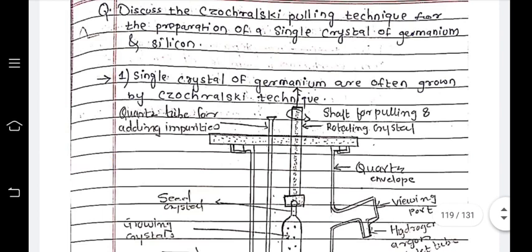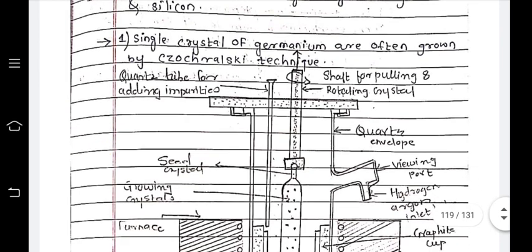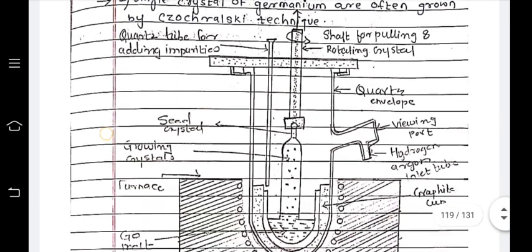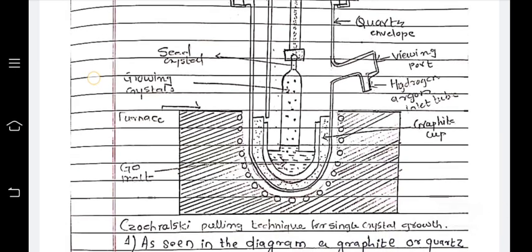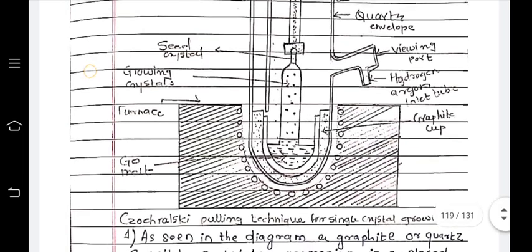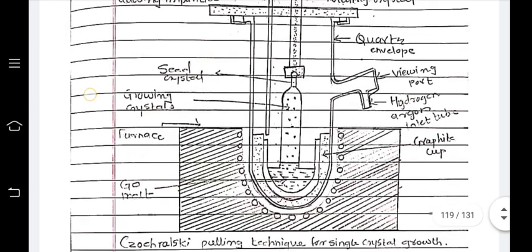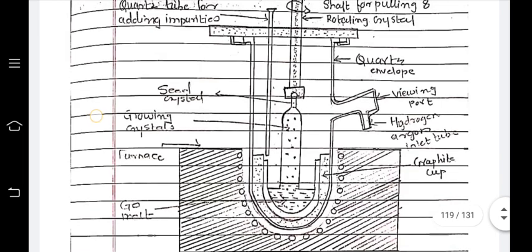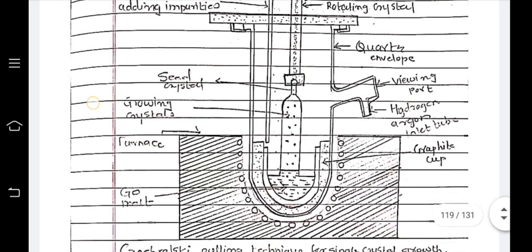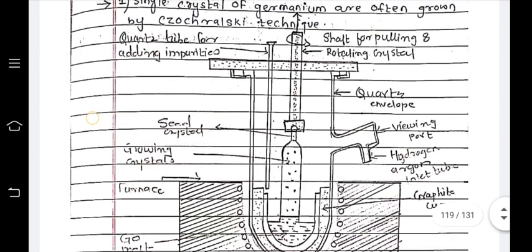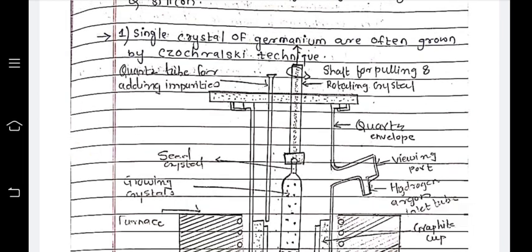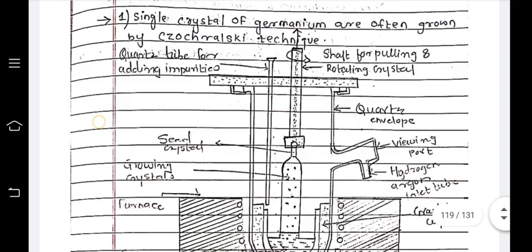Single crystals of germanium are often grown by the Czochralski technique. Here is the diagrammatical representation of this. The diagram includes the melt, graphite, hydrogen argon inlet tube, viewing ports, seed crystals, furnace, heat shield, coarse envelope, viewing port, seed crystals, shaft for pulling and rotating crystals, coarse tube for adding impurities, coarse envelopes.